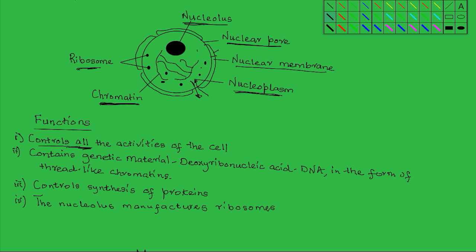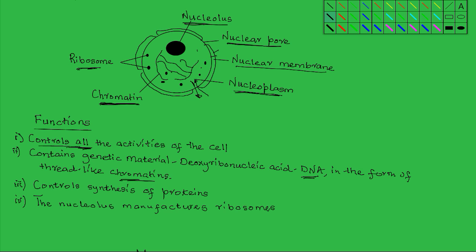Secondly, the nucleus contains genetic material known as the deoxyribonucleic acid, or in short, the DNA. This is a long molecule that exists in the form of thread-like chromatins. So when viewed under the microscope, the genetic material will appear as thin thread-like structures that are known as the chromatins. So this is the genetic material, which consists of the deoxyribonucleic acid molecule.